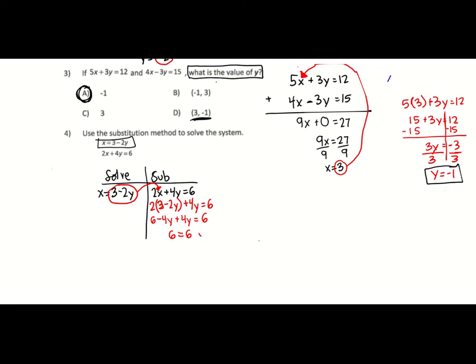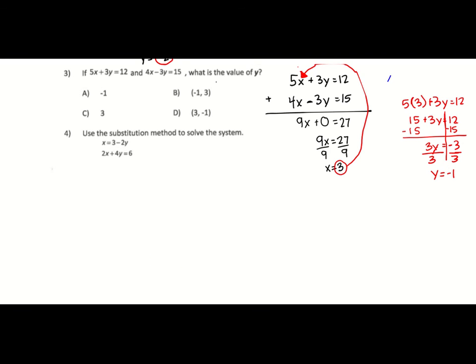Now, since this is true, 6 does equal 6, this means I have infinite solutions. I could put anything in those equations and it would work. If that was not true, if I had something like 6 equals 8, that's not true, then I would have no solutions. But since that is true, 6 does equal 6, I have infinite solutions as my answer.